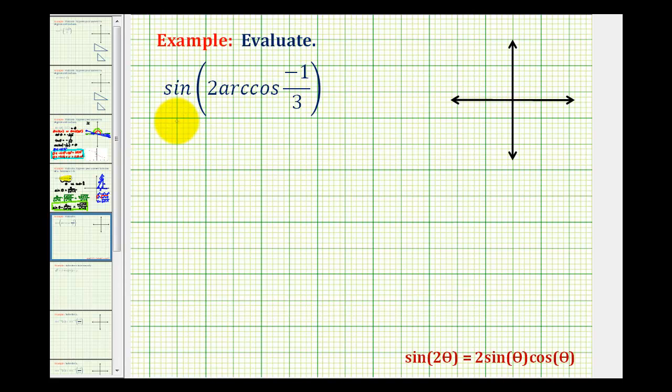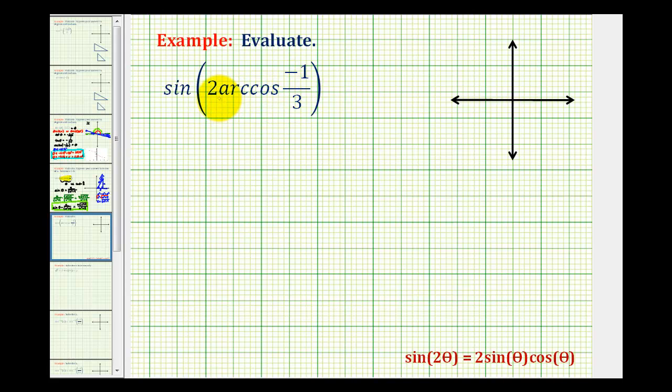We want to evaluate the given trig expression. We have the sine of 2 times arc cosine of -1/3. What's a little tricky about this one is we have this coefficient of 2 in the inner function. So let's start by focusing on the arc cosine of -1/3.